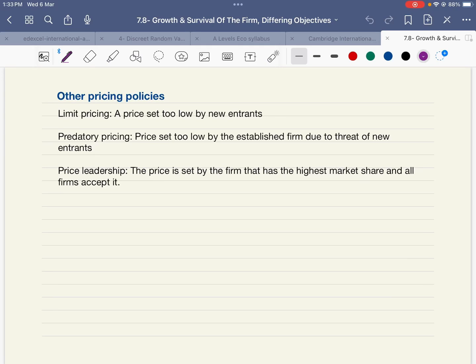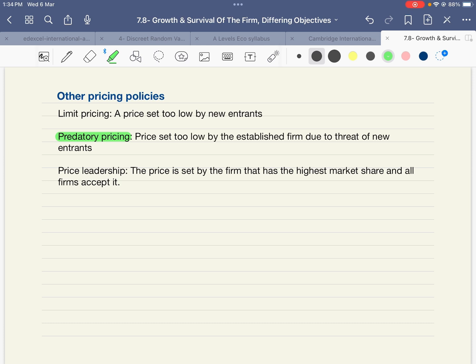Different pricing policies. First is limit pricing. This is a price set too low by the new entrants. This applies in market structures such as monopolies and oligopolies. In the short run, the new entrants set prices so low that already established firms start making losses, and in the long run, they can be thrown out of the market. The already established firm is no longer able to maintain their prices, and they have to necessarily lower the prices. The firms are attracted towards the market because of the presence of supernormal profits in the market.